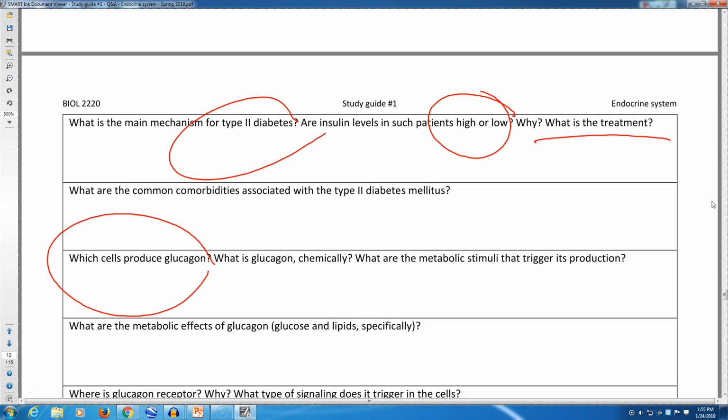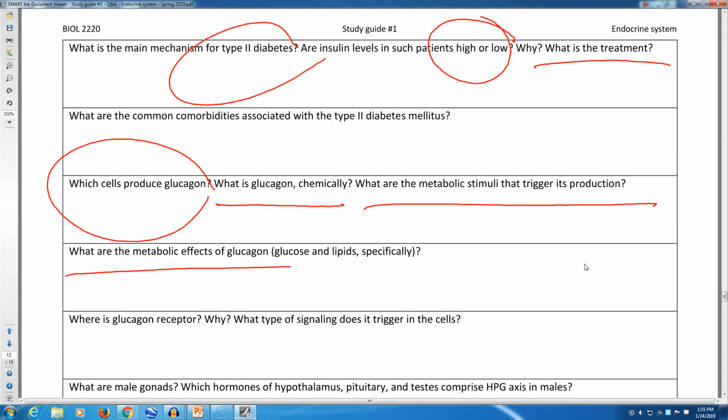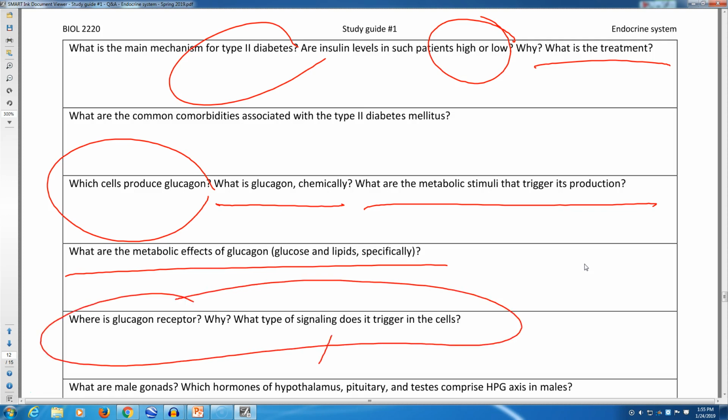Glucagon, alpha cells. Glucagon is a protein. Metabolic stimuli, low blood glucose. Metabolic effects of glucagon: glucagon stimulates lipolysis, glycogenolysis, and gluconeogenesis. Does that make sense? So, insulin and glucagon stimulate opposite processes. Glucagon receptors on the surface stimulate second messenger activation.